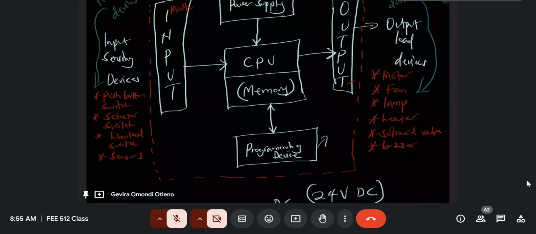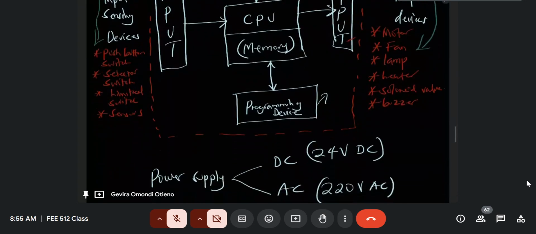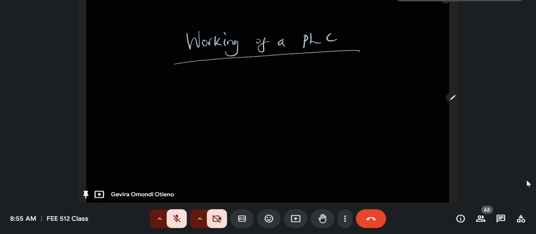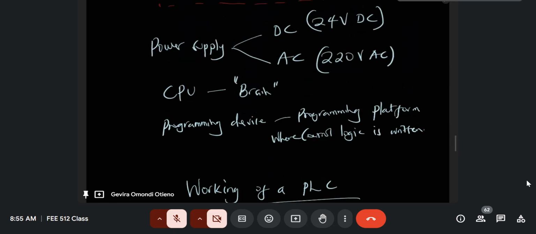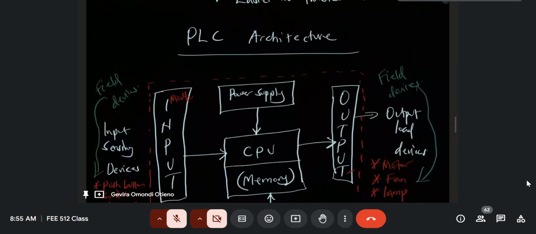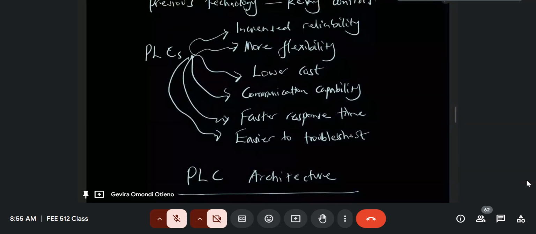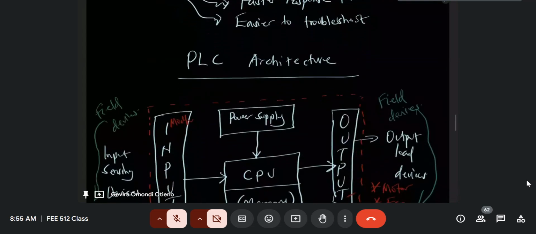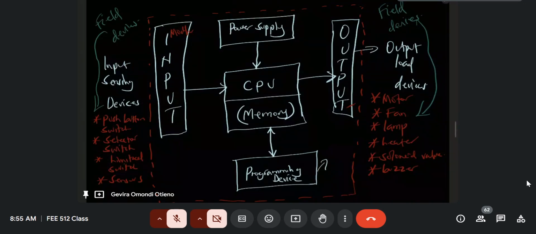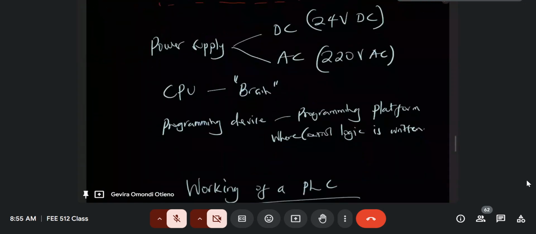We'll look at an example of how a PLC performs a specific task. But before we do that, we need to understand the working of a PLC. How does a PLC work? I know at the onset the introduction is a lot theoretical, but when we start doing the programming, you will appreciate the significance of learning some of these theoretical aspects. So remember, we defined what a PLC is. We have looked at the advantages of using PLCs. We have looked at the internal structure of a PLC, what a PLC is made up of. But now we need to understand, how does it work?